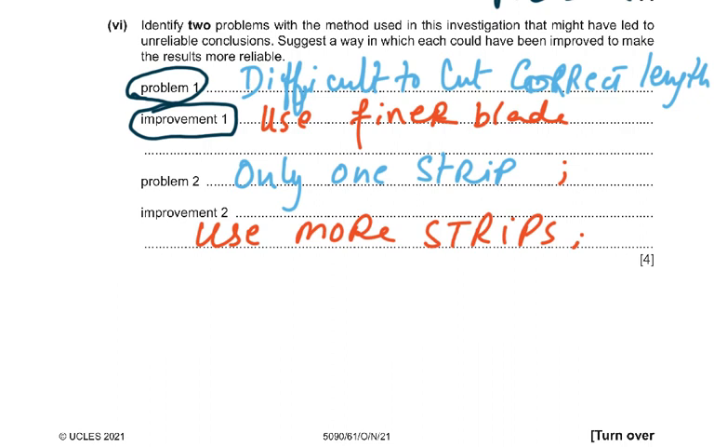Then the second problem which one could have said was you used only one strip. Now that is never a thing. We always use more strips, or we repeat the experiment so that the results become more reliable. Because if you used one strip only, maybe that strip was a damaged piece of the potato, maybe that potato was diseased, or that strip had some diseased cells, so that is not a very correct way of doing it.